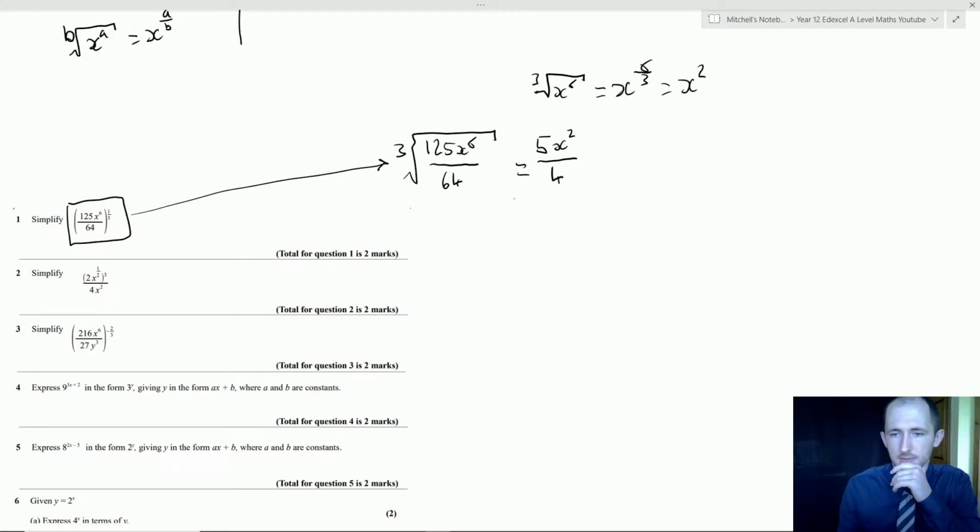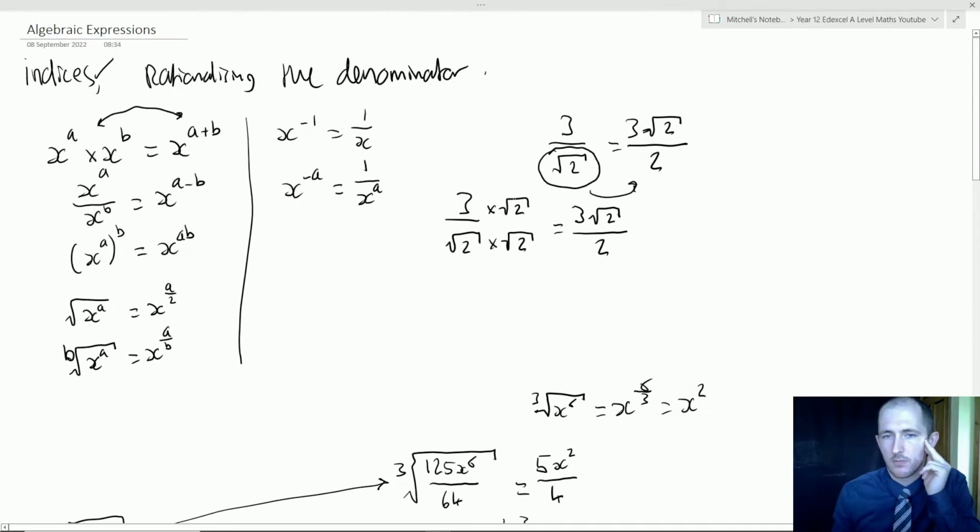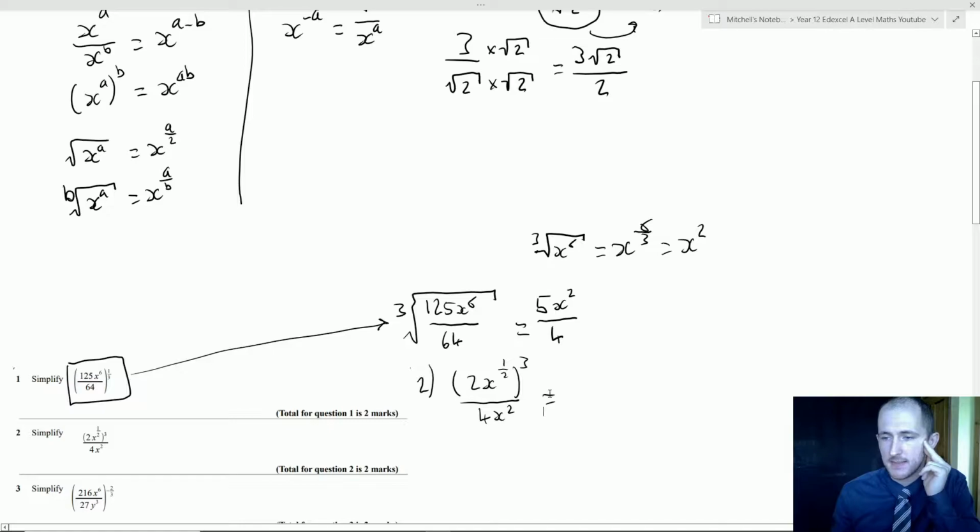So going on to the next question, question 2. Again, we write out the expression. We have something a bit more complicated. We have 2x to the power of a half, all to the power of 3, over 4x squared. So again, remember your BIDMAS. The first thing we need to do is resolve these brackets. So if we again go back up to our rules, when we have a bracket, we multiply the power with the power outside the bracket. So if we look here, a in this case is a half, so we're going to have x to the power of a half, and b is 3, so it's going to be times by 3.